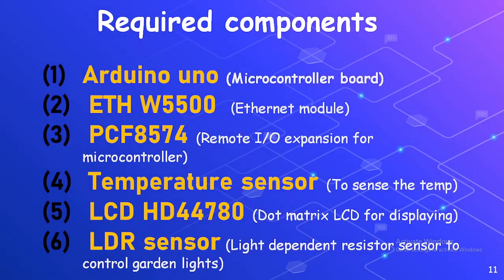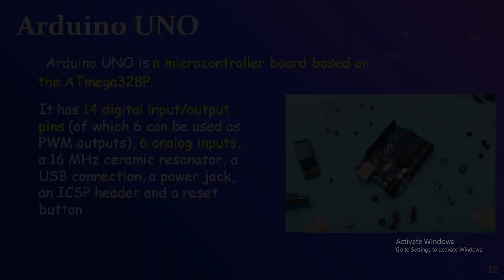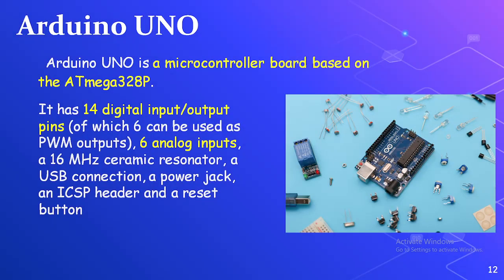Okay, let us see the components required for our project. First, Arduino Uno, that is nothing but a microcontroller board, and Ethernet module and PCF8574. This is nothing but a remote I/O expansion for microcontroller, temperature sensor, LCD HD44780. This is to display our values in the LCD display, and then the LDR sensor. First, we are going to see about the Arduino Uno.